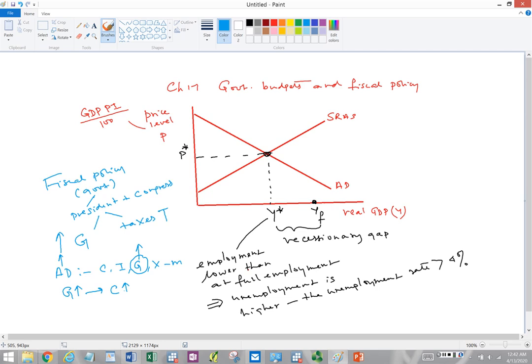Right? So in this chapter, we look at the workings of fiscal policy in some more detail. We'll introduce a few more vocabulary terms, etc. So without further ado, let me launch into the meat of the chapter.